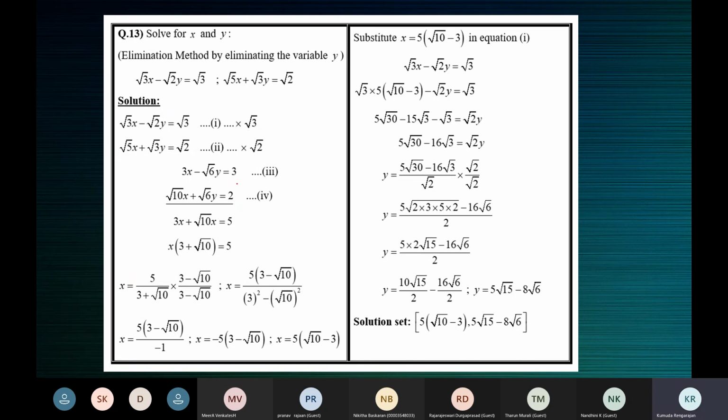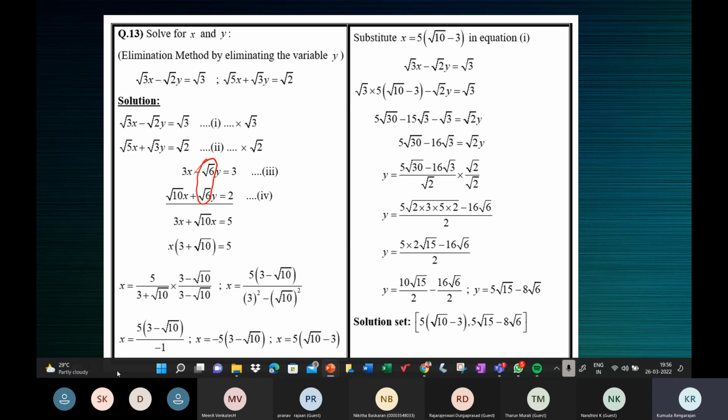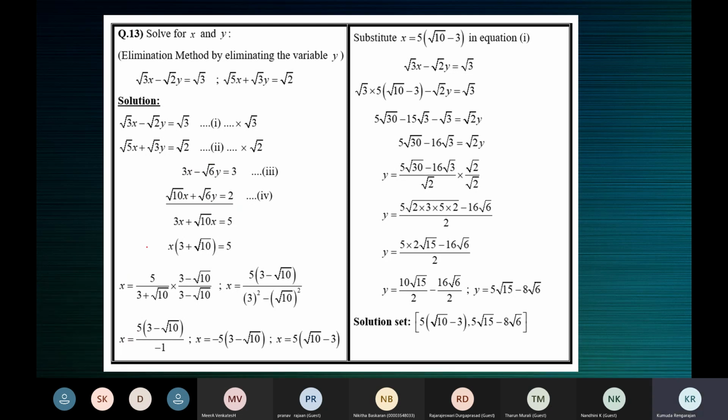Okay. Now you can see that the coefficients of y in both the equations are the same. Root 6, root 6. Now we can eliminate them. And we don't have to change the signs because they already have opposite signs. They get cancelled. Minus root 6y plus root 6y is 0. That means we are adding the two equations. We are not changing the signs. See, this gets cancelled. And that was the condition: use the elimination method and eliminate the variable y. And here we have eliminated the variable y.